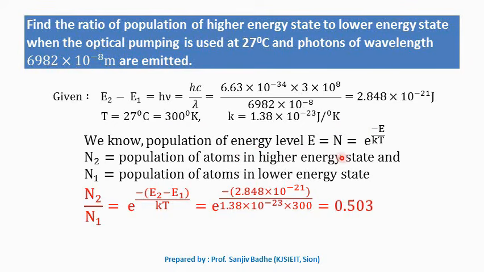Again the Boltzmann relation gives us the population of energy level E as e raised to minus E by kT. So the population of the ground state is N1 equal to e raised to minus E1 by kT, and the population of the excited state is N2 equal to e raised to minus E2 by kT. N2 upon N1 can be written as e raised to minus (E2 minus E1) by kT, and by putting in all these values we know, we can calculate N2 upon N1 as 0.503 in this case.